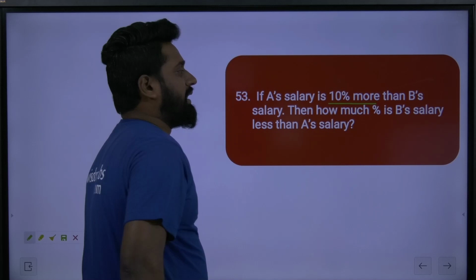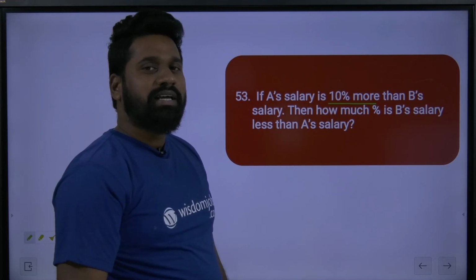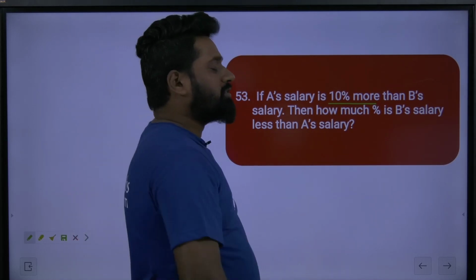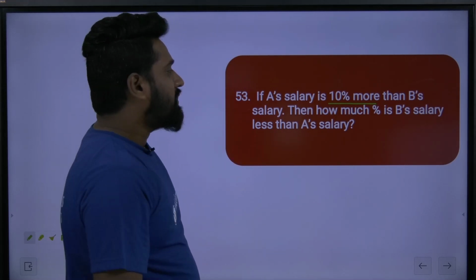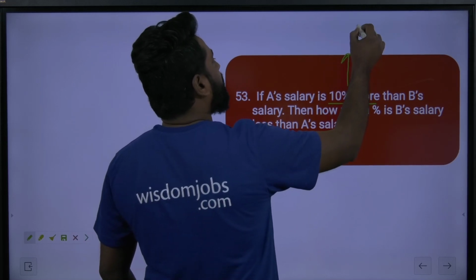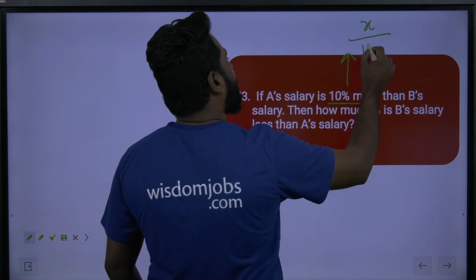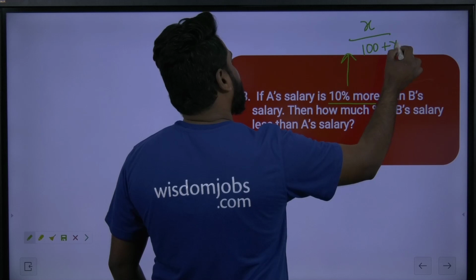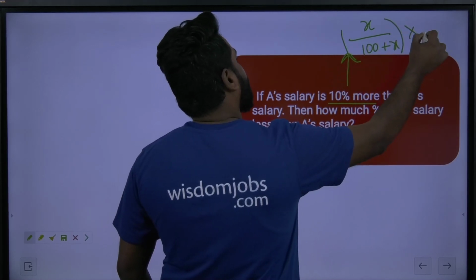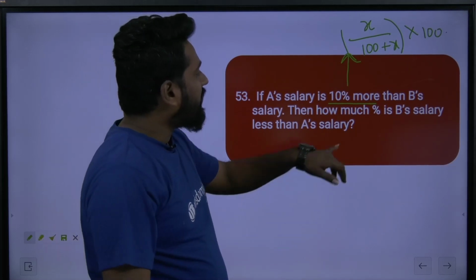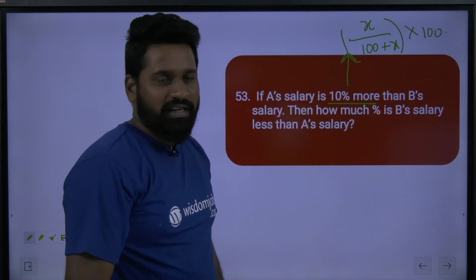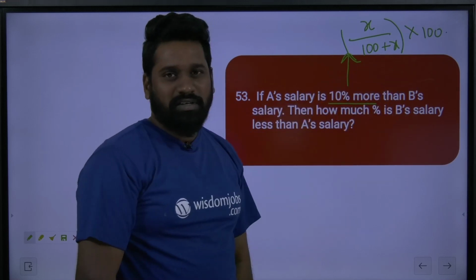10% more is given. A's salary is 10% more than B's salary. Then how much percent is B's salary less than A's salary? So if more is given, you can use the formula x by 100 plus x into 100. Is it clear, all of you? Simple to remember. If more is given, you take plus. If less is given, you take minus.